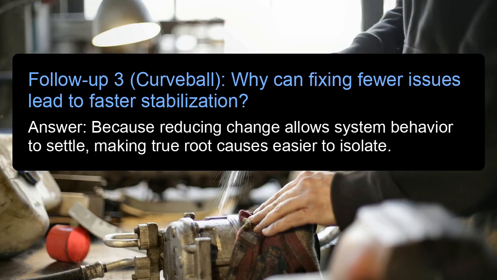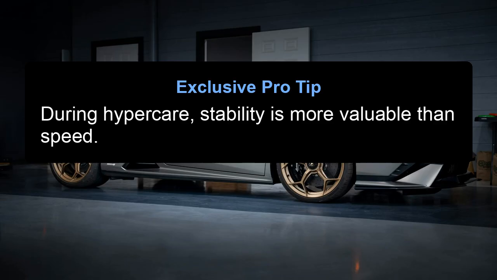Follow-up 3. Curveball. Why can fixing fewer issues lead to faster stabilization? Answer: because reducing change allows system behavior to settle, making true root causes easier to isolate. Exclusive pro tip. During hypercare, stability is more valuable than speed.